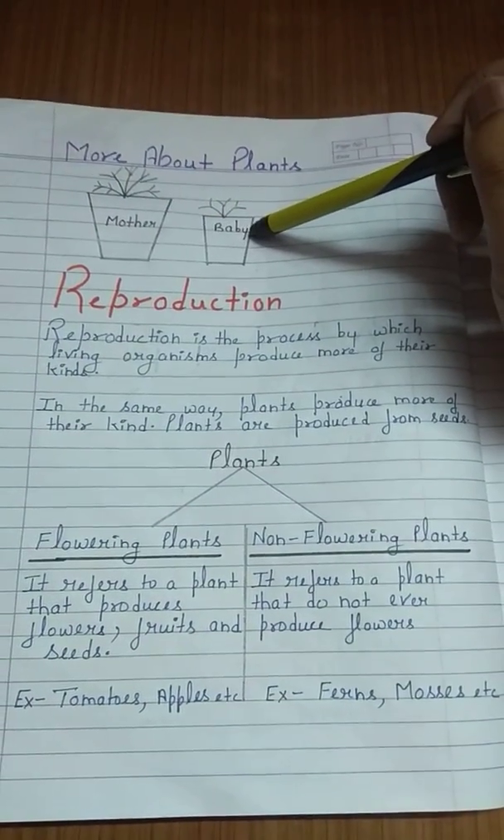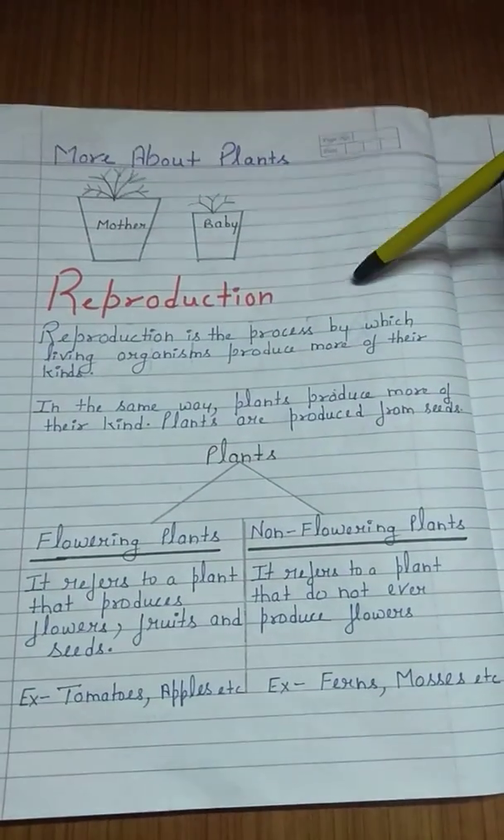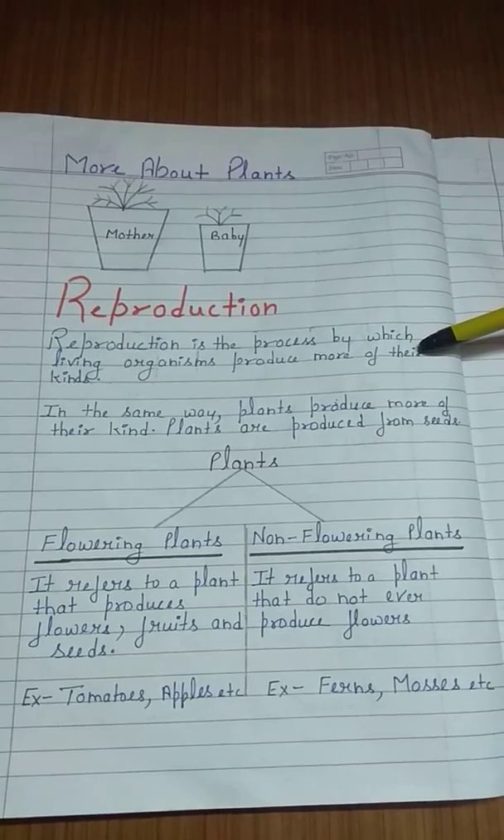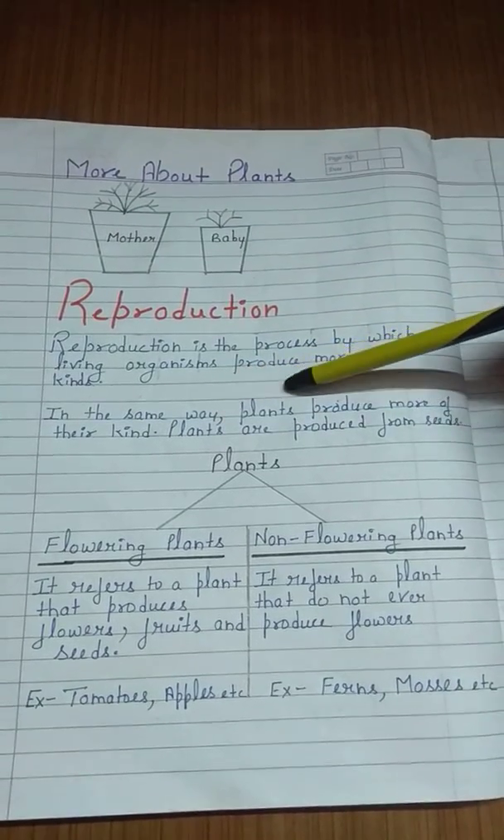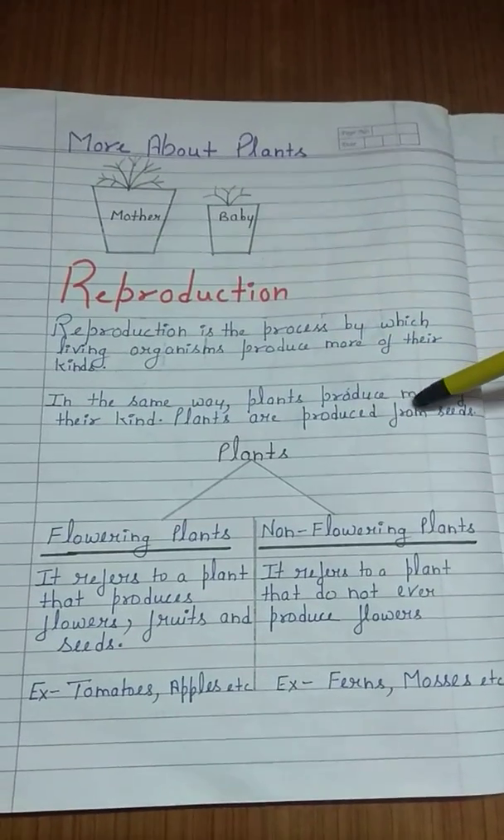Okay, so let's come to the first topic, reproduction. Reproduction is the process by which living organisms produce more of their kind. In the same way, plants produce more of their kind. Plants are produced from seeds.